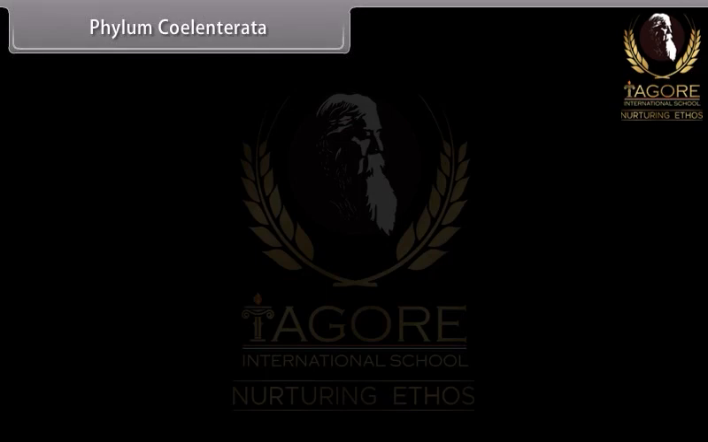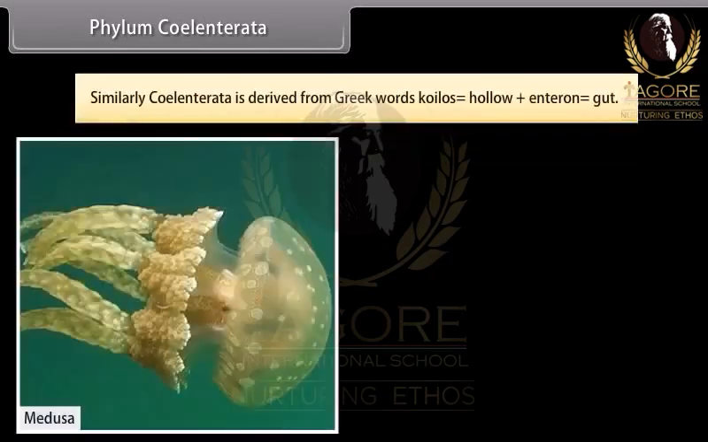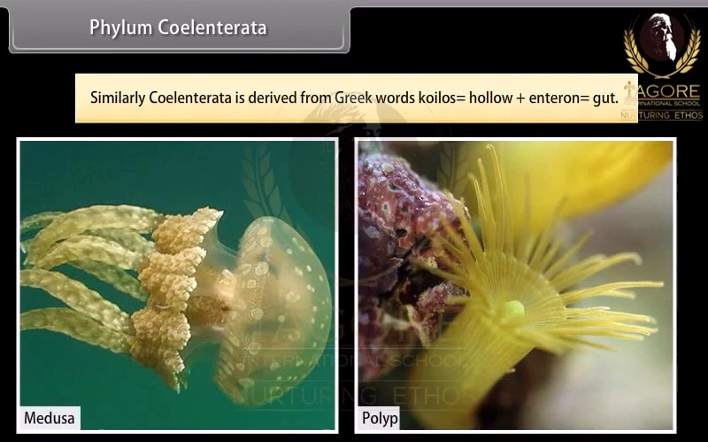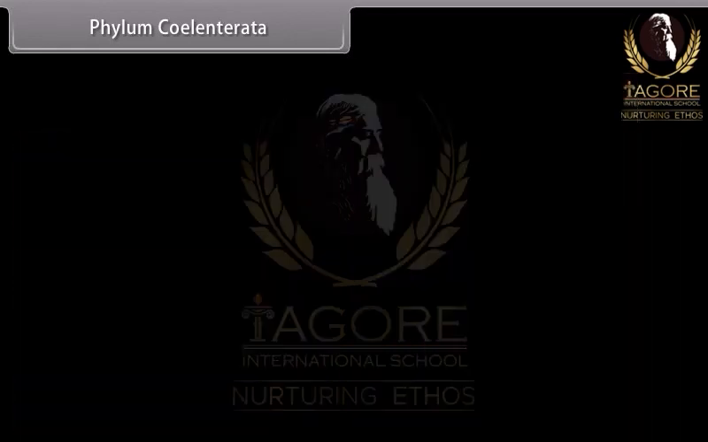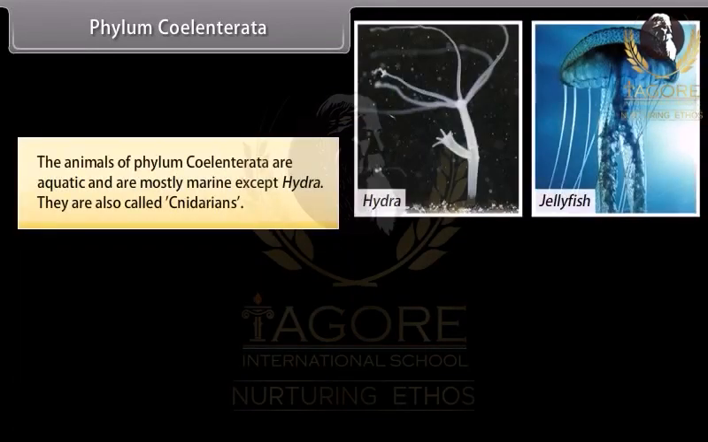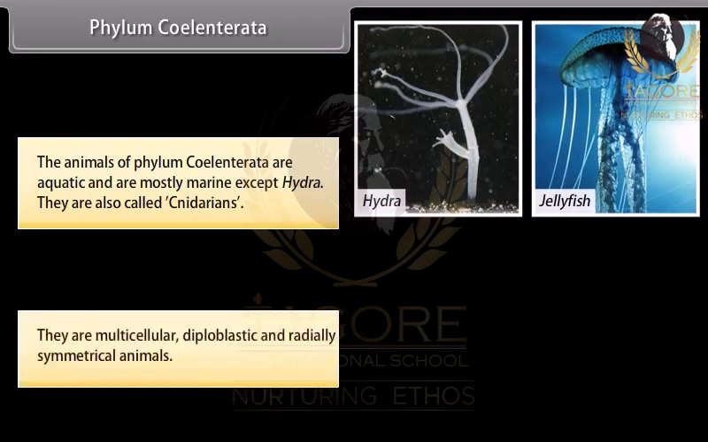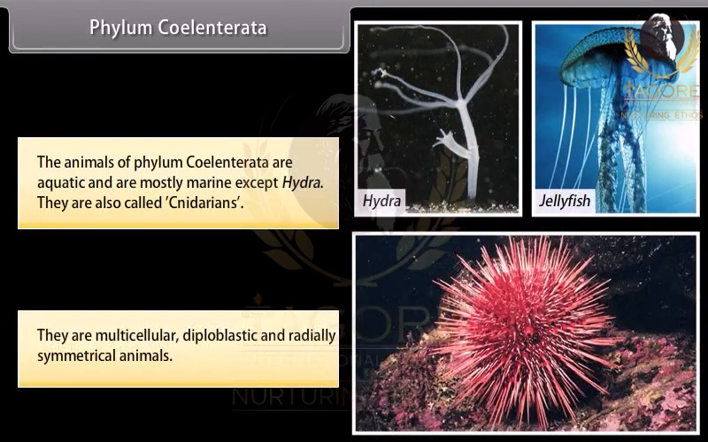Phylum Coelentrata. Similarly, Coelentrata is derived from Greek words koilos, hollow, plus enteron, gut. The animals of phylum Coelentrata are aquatic and are mostly marine except Hydra. They are also called cnidarians. They are multicellular, diploblastic, and radially symmetrical animals.